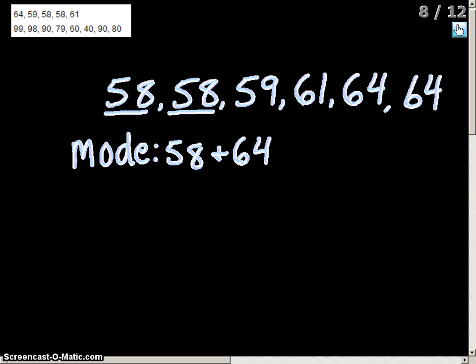Okay, now let's say, for example, we have our numbers that look like this. The data looks like this: 58, 59, 61, 64. That means there would actually not be a mode at all with this set of data. So that is how you find the mode within a set of data.